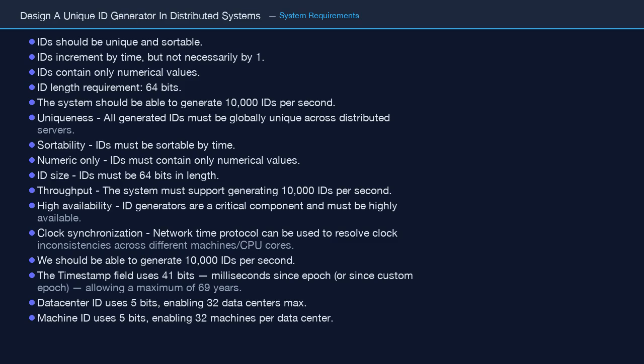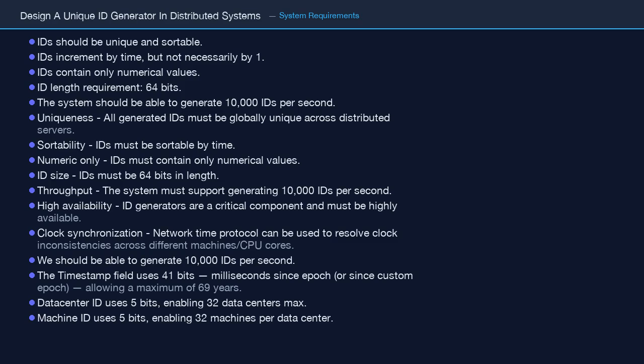IDs must contain only numerical values, no letters or special characters. Each ID must be exactly 64 bits in length. And the system needs to be capable of generating 10,000 IDs per second. Now let's break those down into formal functional and non-functional requirements.